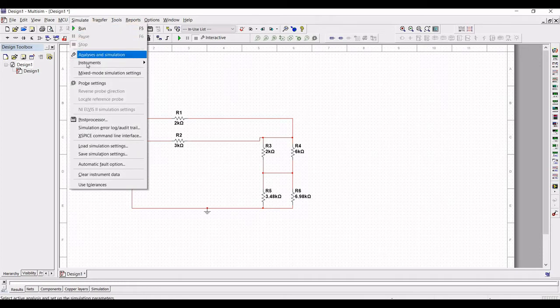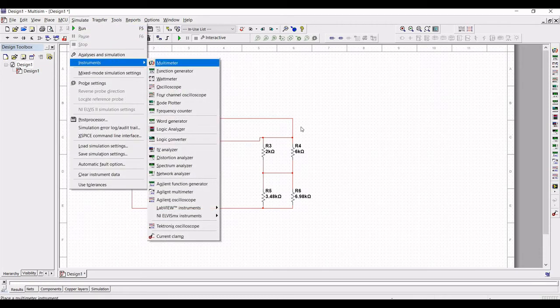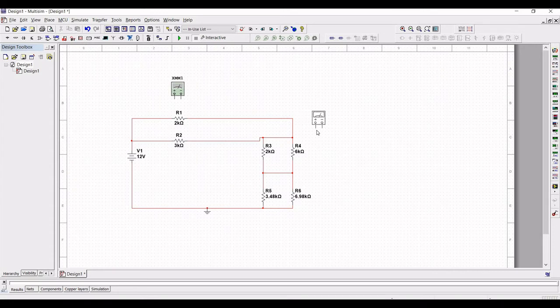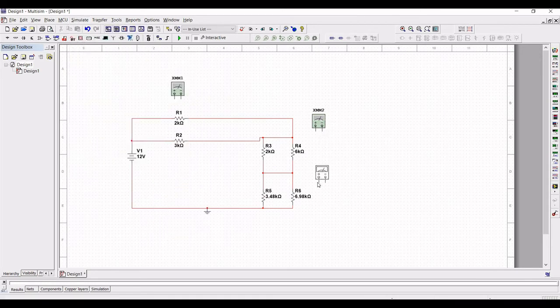Now click on simulate and click on instruments and select multimeter. Place this multimeter across the resistor R1, and similarly we have to place the multimeter across the resistor R4 and also across the resistor R6. Now connect this particular multimeter across the resistor R1. Connect the second multimeter across the resistor R4 and connect the third multimeter across the resistor R6.